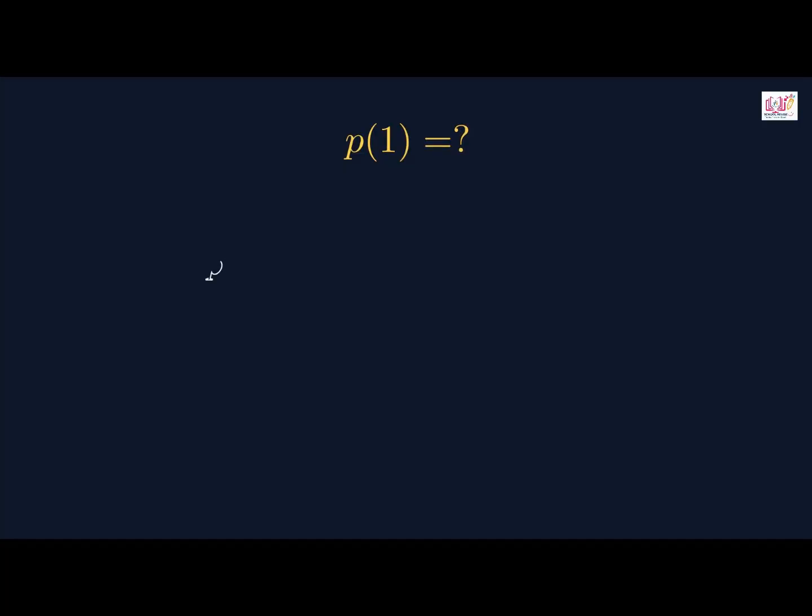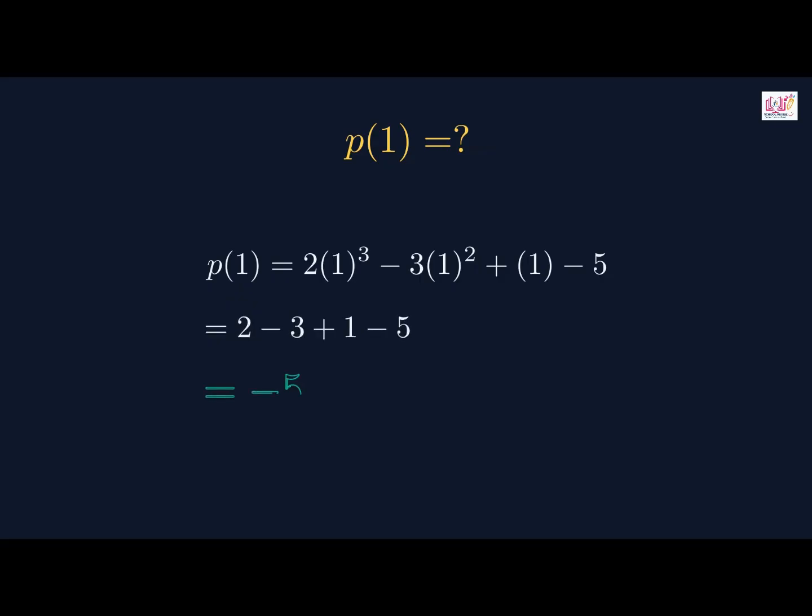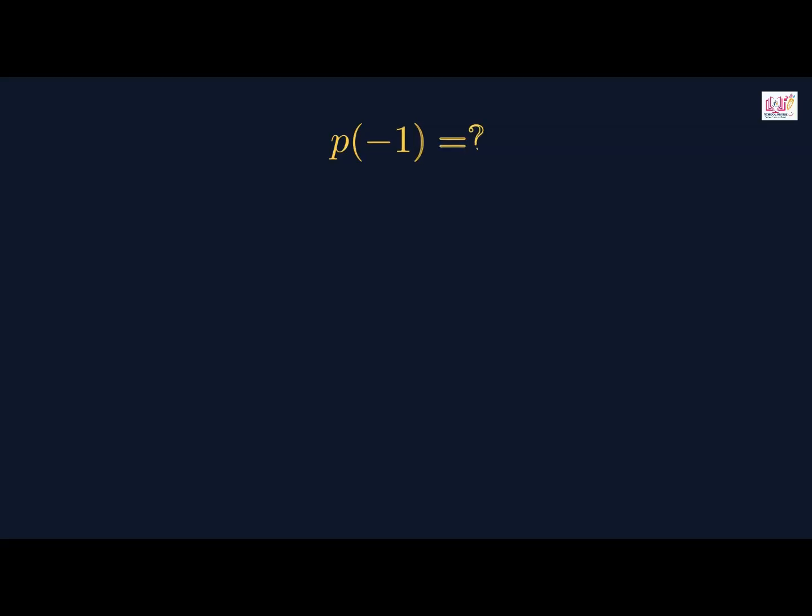P of 1. Replace x with 1. 2 times 1 cubed is 2. Minus 3 times 1 squared is minus 3. Plus 1. Minus 5. 2, minus 3, plus 1, minus 5 is minus 5.